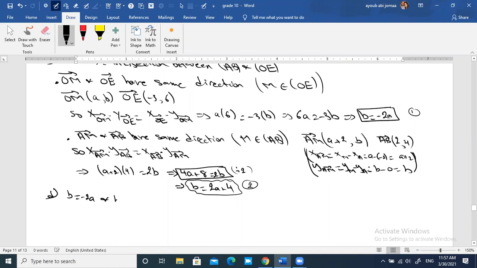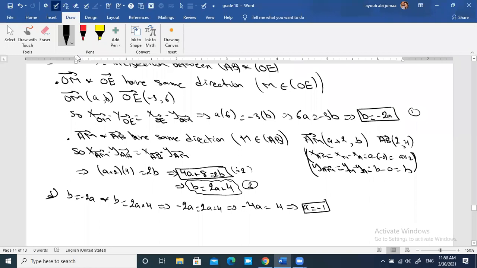So here b is equal to negative 2a, and b is equal to a plus 4. This means that replace b by negative 2a. So negative 2a is equal to 2a plus 4. Then move 2a to the left side. So negative 4a is equal to 4, and then a is equal to 4 divided by negative 4, which is negative 1.